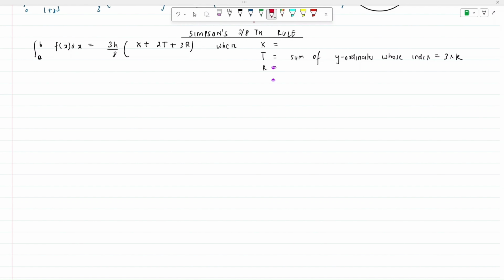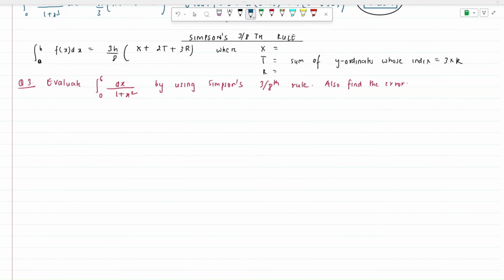Let's quickly go ahead and solve a numerical and understand the working rule for Simpson's 3/8 rule. So in this case, the question is: evaluate the integral from 0 to 6 dx over 1 plus x square by using Simpson's 3/8 rule, and also find the error. Now for Simpson's 3/8 rule, the number of subintervals in which you break the interval 0, 6 must be a multiple of 3. So that means it could be 3, 6, 9, 12 and so on. So for the purpose of solving this numerical, we are going to take n is equal to 6. So let's begin.